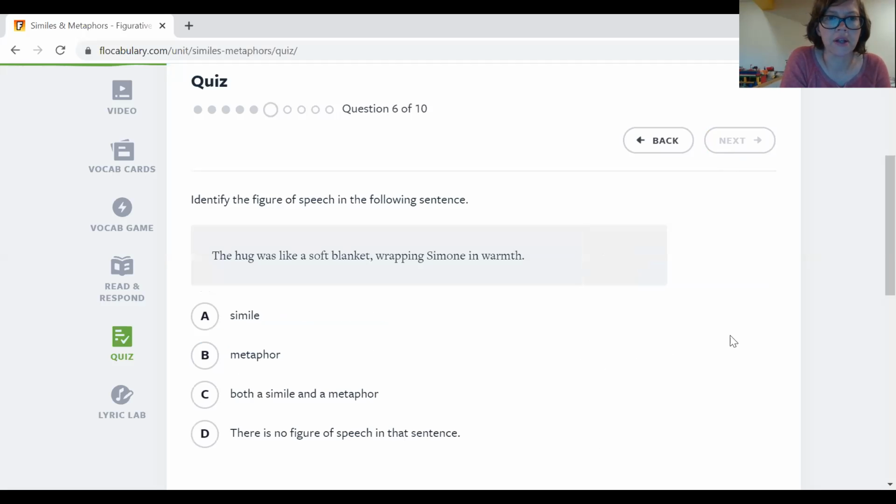Question number 6. Identify the figure of speech in the following sentence. The hug was like a soft blanket, wrapping Simone in warmth. Is this A, a simile, B, a metaphor, C, both a simile and a metaphor, or D, there is no figure of speech in that sentence? All right, so write the letter of the best answer.